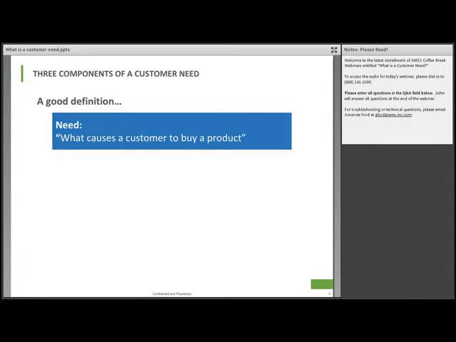Except that it's begging the question. Put a different way, it says everything while saying nothing. It's obvious that a need is what the customer is looking to satisfy. But what does that mean?